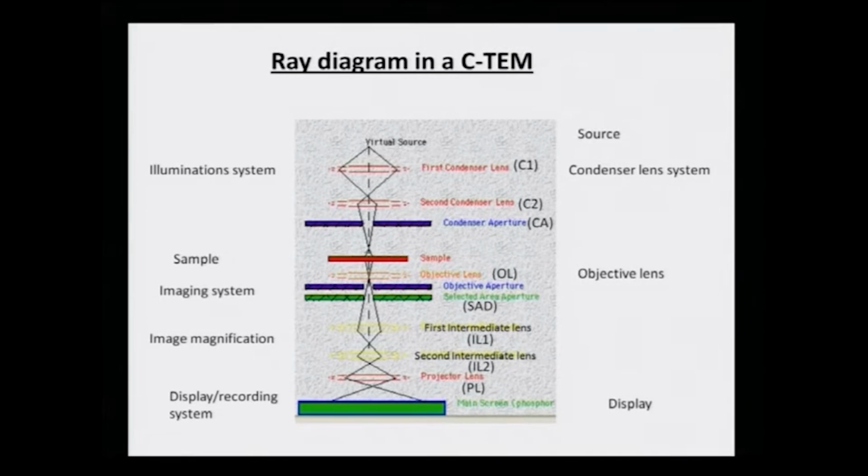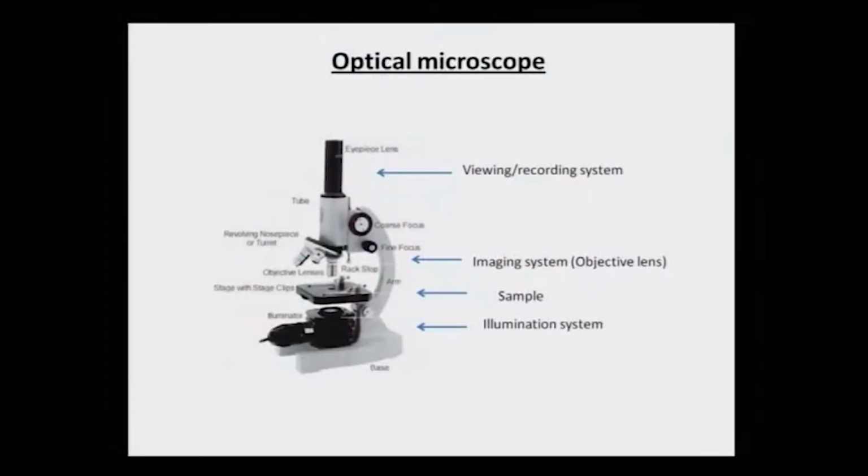Now, obviously, one needs to know what the different things are in a normal transmission electron microscope as compared to an optical microscope. Let me just go back to the optical microscope. An optical microscope consists of basically 3 things. One is the illumination system, that is the light. You can either have an illumination system coming from below in a biological microscope or from the top in a metallurgical microscope.